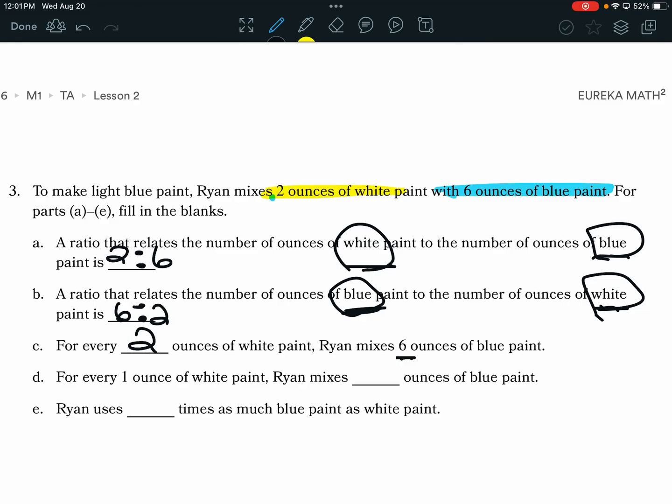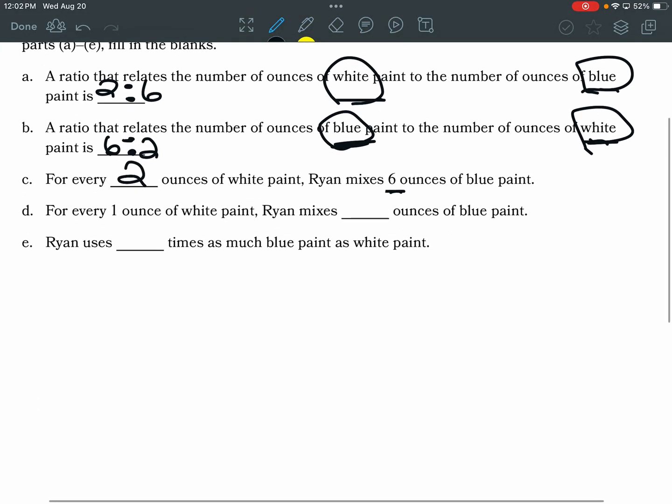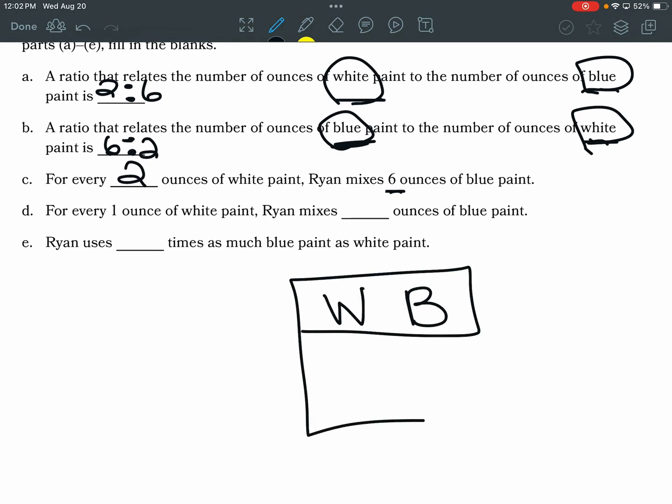All right, so we are doing white to blue, right? Yes. So I'm going to make a table. You guys have made tables before, correct? Yes. And our white to blue is 2 to 6. All you have to do is watch. You don't have to draw this table yet. Do not draw the table. Drop your pencils.